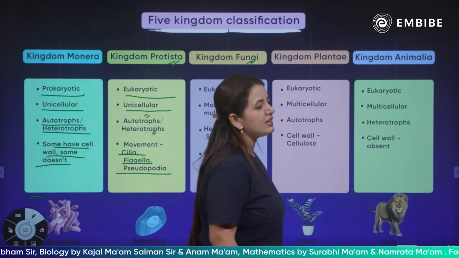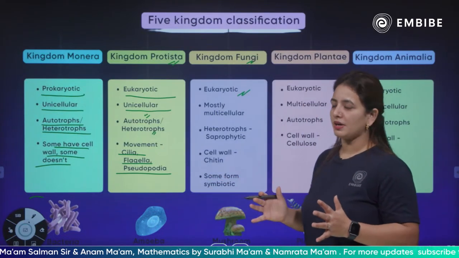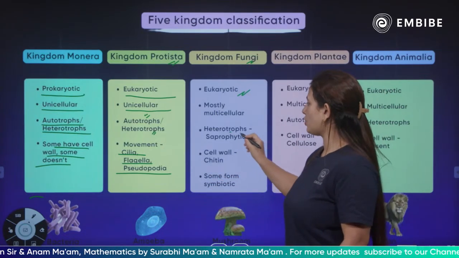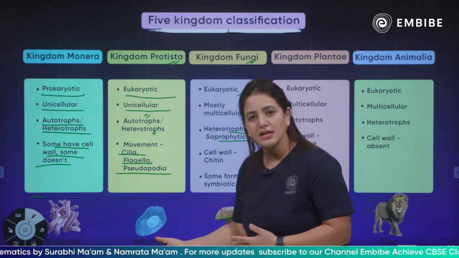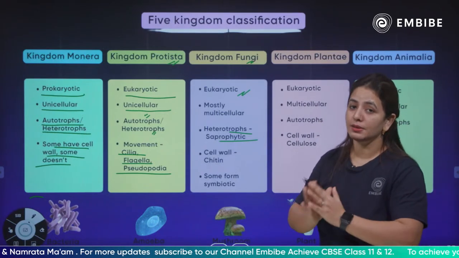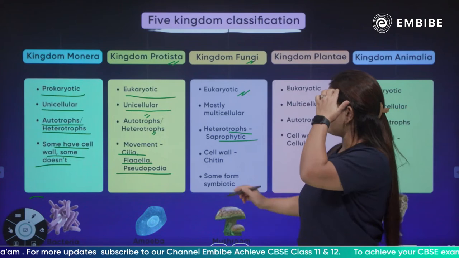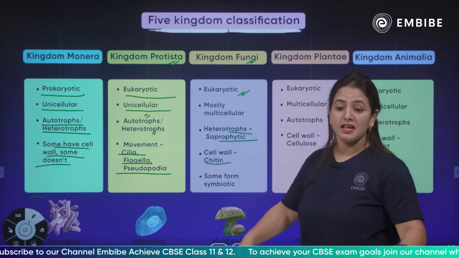They are mostly multicellular. They have the structure of a multicellular body. Next, they are heterotrophs as well as saprophytes. They are totally dependent on other organisms. And yes, they do feed on dead and decaying animals and plants. Next, the cell wall is made up of chitin. The cell wall is made up of chitin. The fungi, this is very popular.